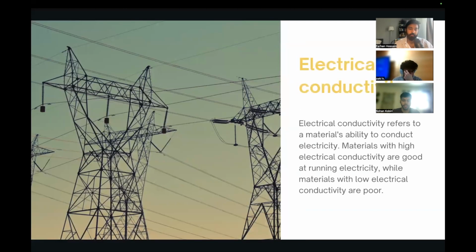Next, we'll look at electrical conductivity, which is very similar. Zaki, tell me a bit about this. What do you think is a good electrical conductor, and where would you use it?